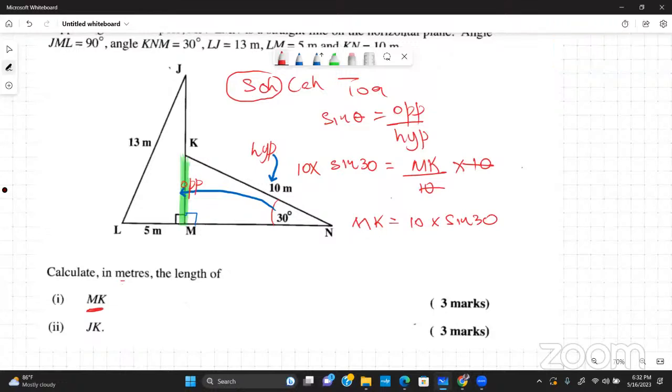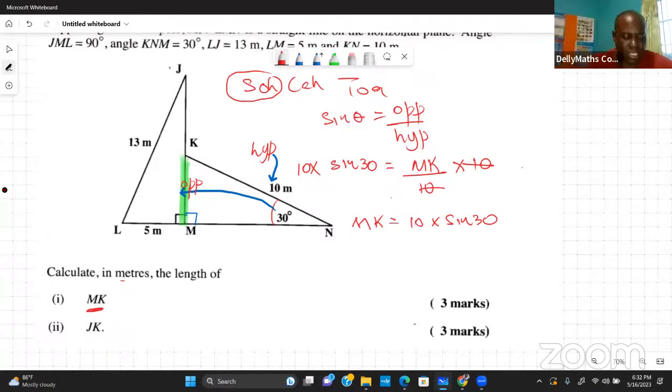It's 5. Please make sure that you put your calculator in degree mode, and you would get 5 meters for that. Right. So this side is 5 right here. All right, I'm going to put it on it. This is 5 right there.